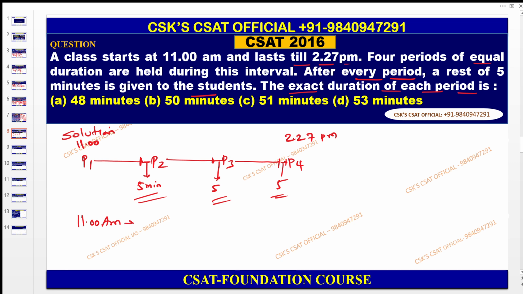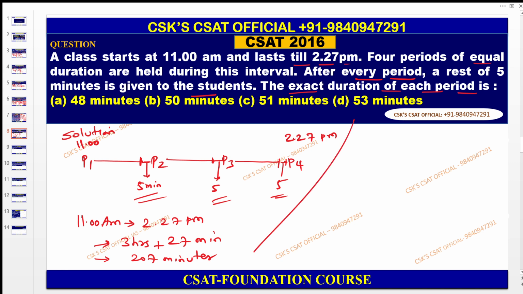11 a.m. to 2:27 p.m. How many hours here? 12, 1, 2. So 3 hours plus 27 minutes. 3 hours is 180 minutes. So 180 plus 27 is 207 minutes. So the total is 207 minutes.